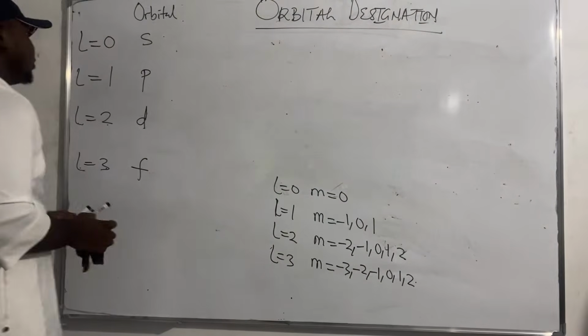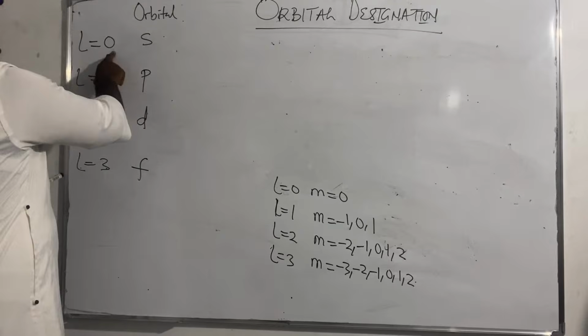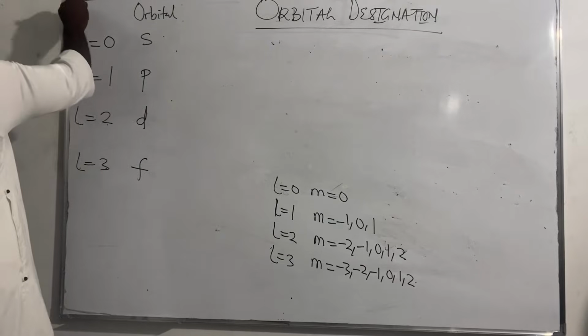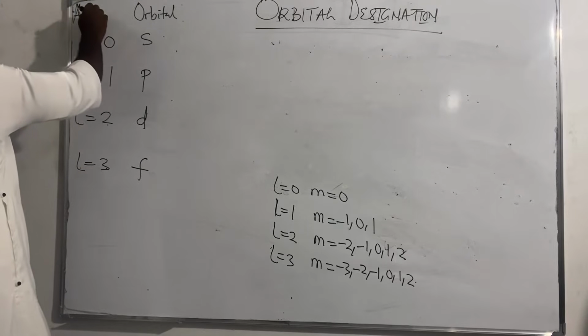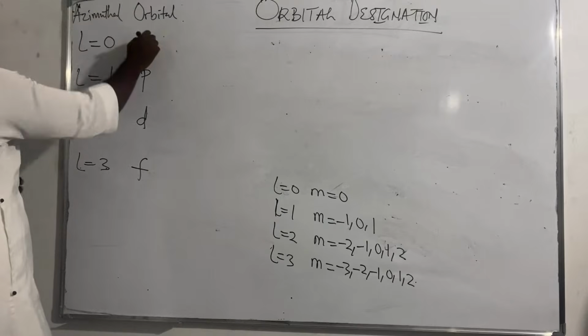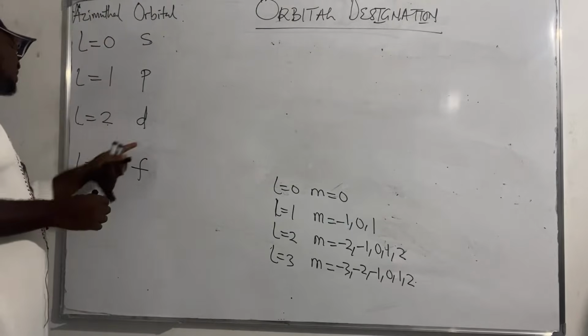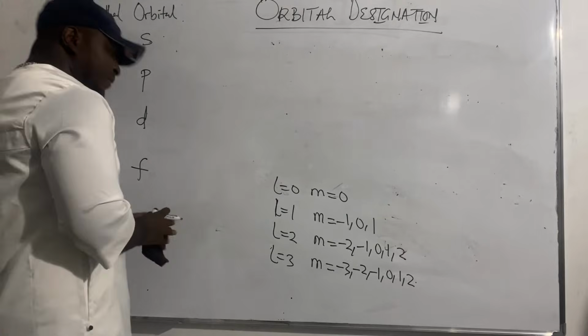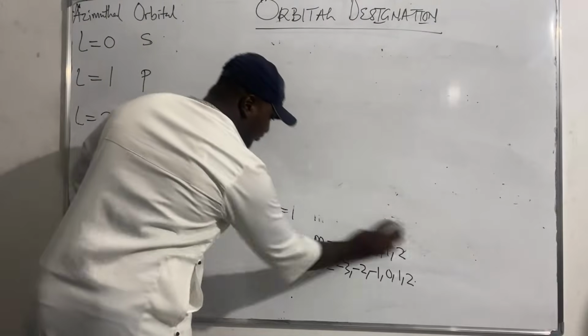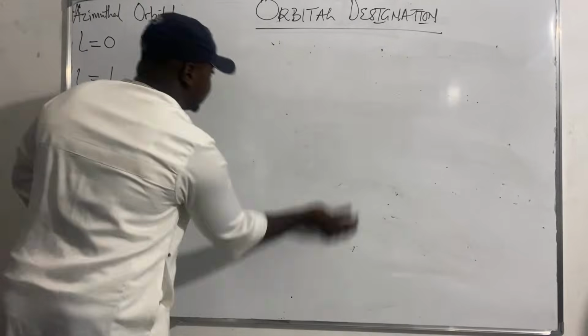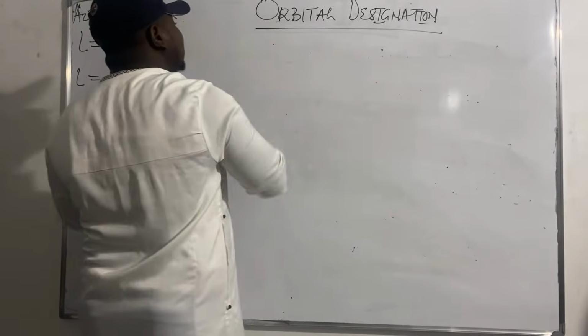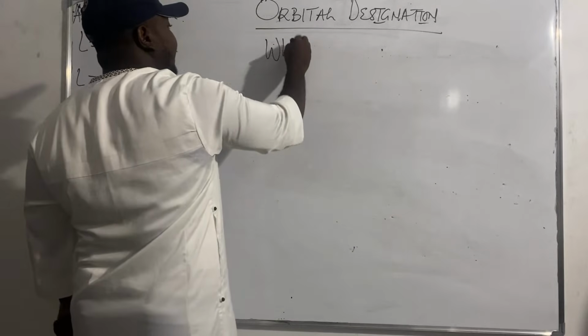Class, as I've told you, when L is 0, L means the azimuthal quantum number, right? When L is 0, I deal with an S orbital. When L is 1, it is a P orbital. When L is 2, a D orbital. When L is 3, an F orbital. Please take notes. So they can ask you in the exam, what is the orbital designation?